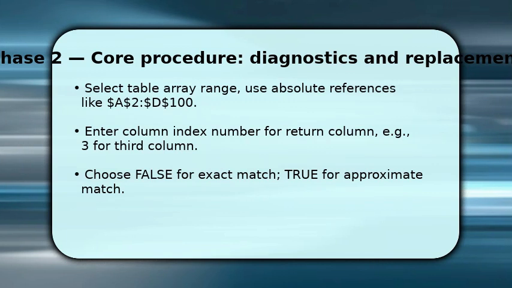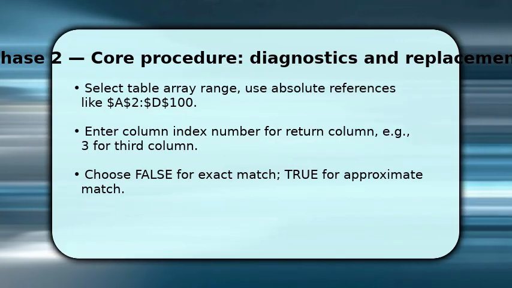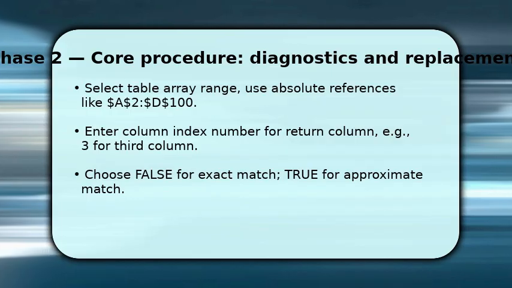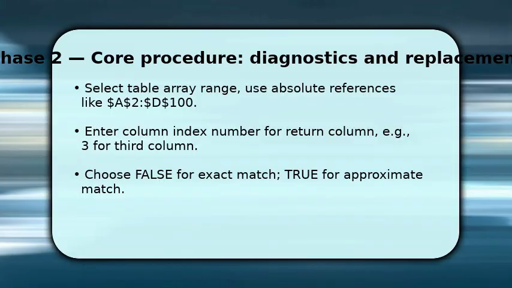Next, you tell Excel where to search and what to return. Highlight the table array, use absolute references such as $D$2:$D$100 so formulas copy correctly. Then type a comma and enter the column index number that contains the value you want back. For example, 3 returns the third column in that range. Once done, add another comma and set the match type.